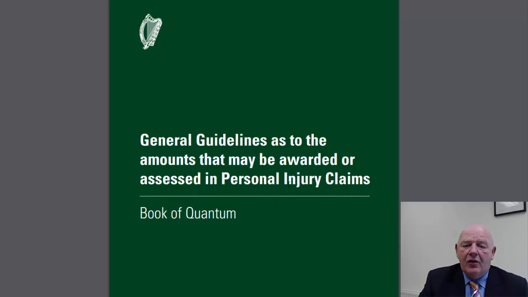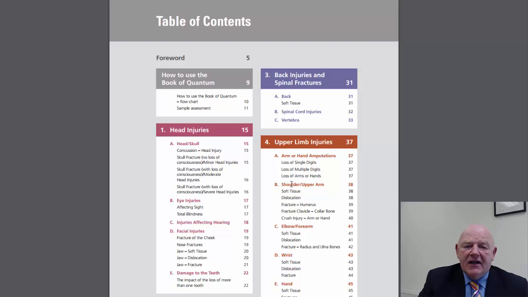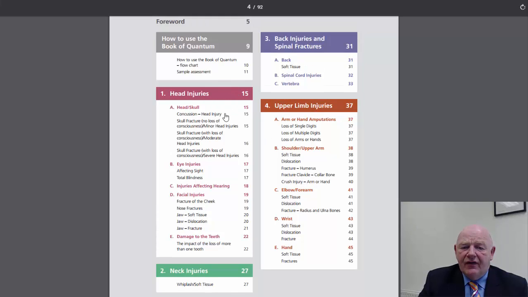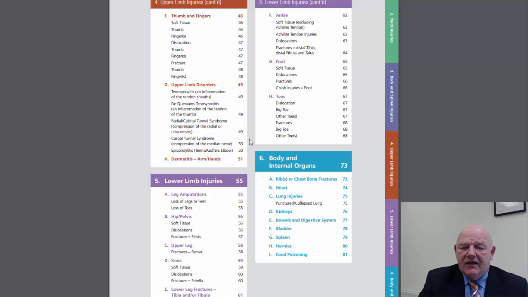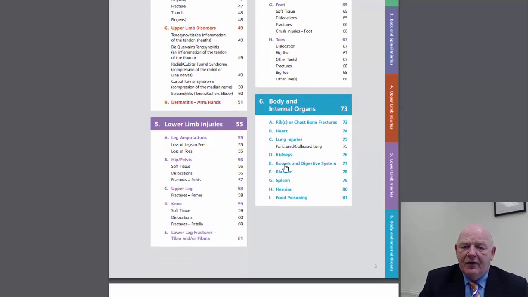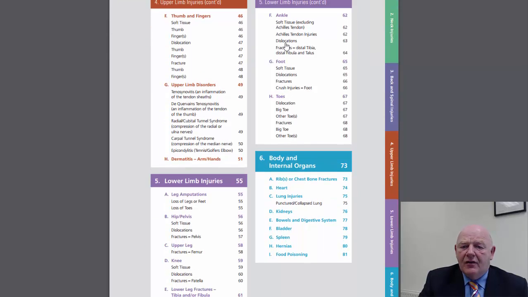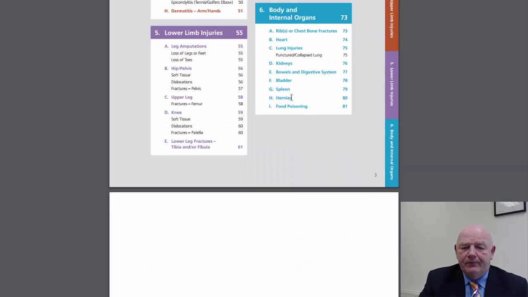So as you can see, the starting point will be the Book of Quantum. If you scroll down and have a close look at this, you'll see it's divided into a number of sections. Essentially, the whole book is divided up into 6 sections, and it deals with various parts of your body, so ankle, foot, toes, etc., in the lower limb injuries section.